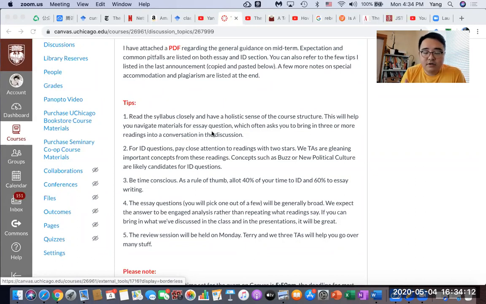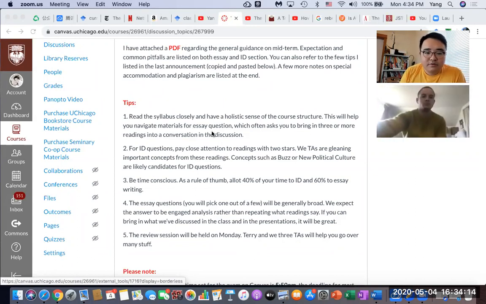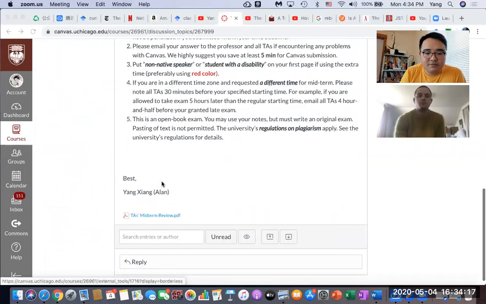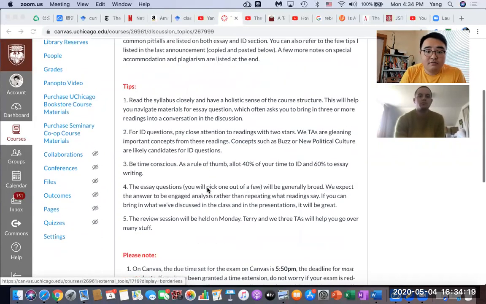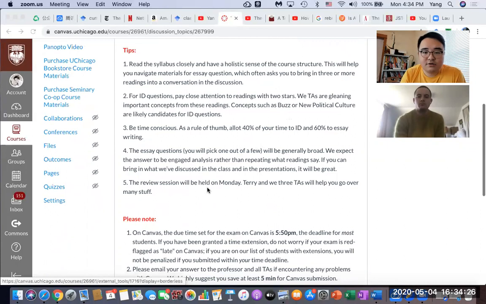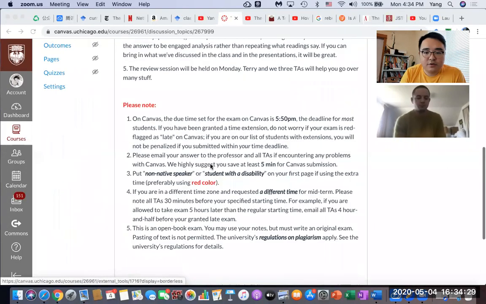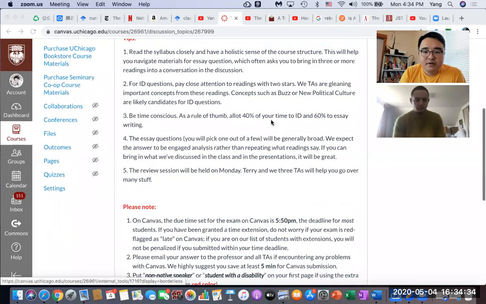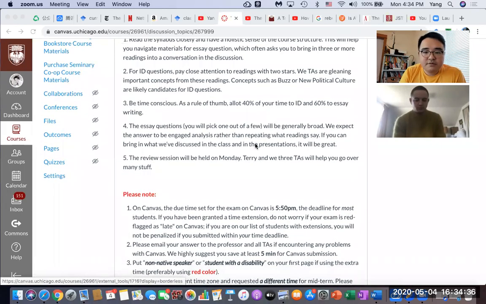For the ID question, many of you asked me how to prepare for IDs. So go to the PDF and read the 3 tips on ID answers. Don't spend too much time on that. Make sure that your time split is 40% and 60% for the 2 sections. The essay question will be very broad, so don't worry about not being able to regurgitate some tiny points you learned in this course.